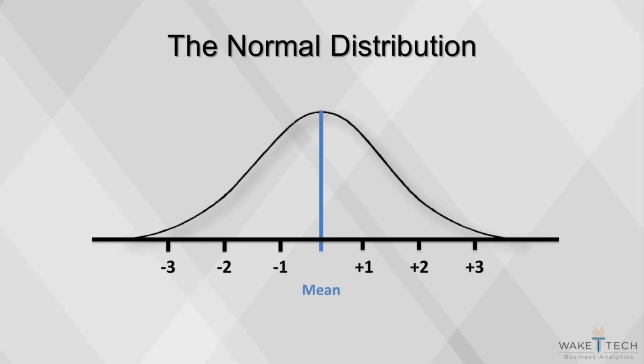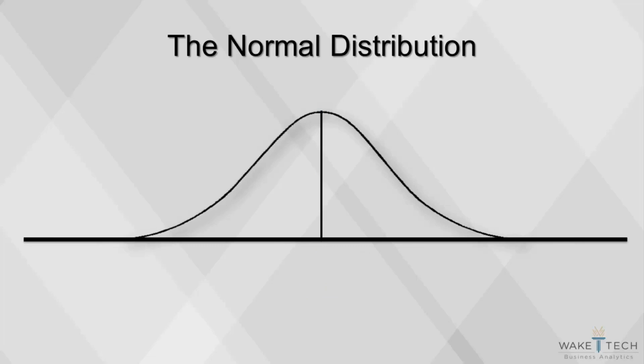The mean of the normal distribution is in the center. The standard deviations are marked at equal distances from the mean. Any particular normal distribution is specified by its mean and standard deviation. By changing the mean, the normal curve shifts to the left, or right.